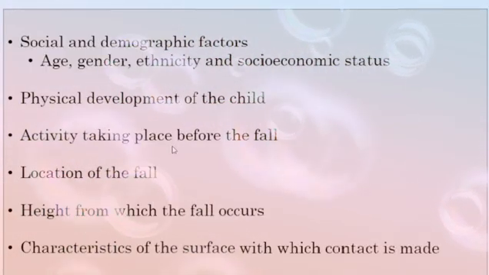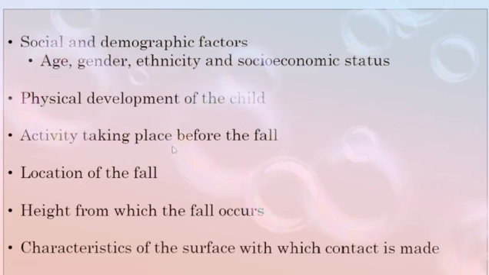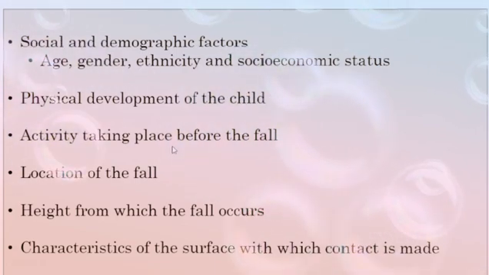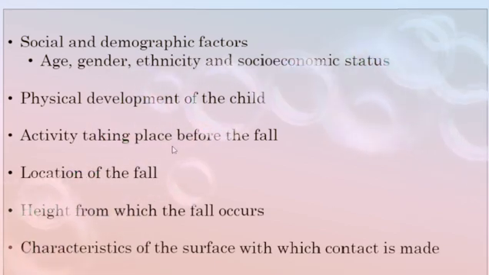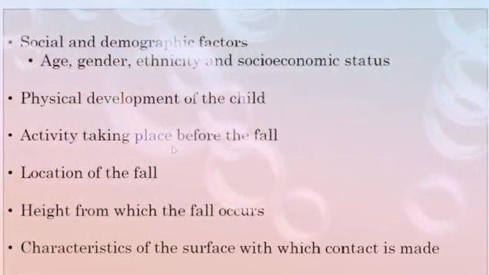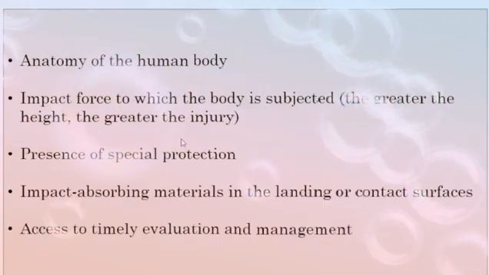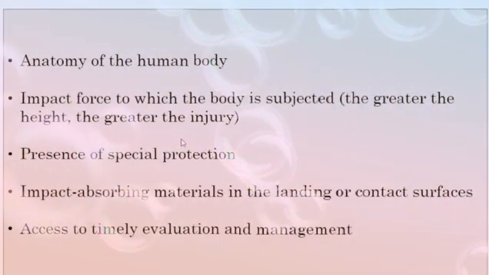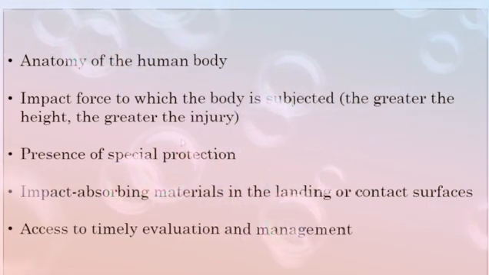Social and the demographic factors like age, gender, ethnicity, and the socio-economic status. Physical development of the child. Activity taking place before the fall. Location of the fall. Height from which the fall occurs. Characteristics of the surface with which the contact is made. Anatomy of the human body. Impact: the force to which the body is subjected.